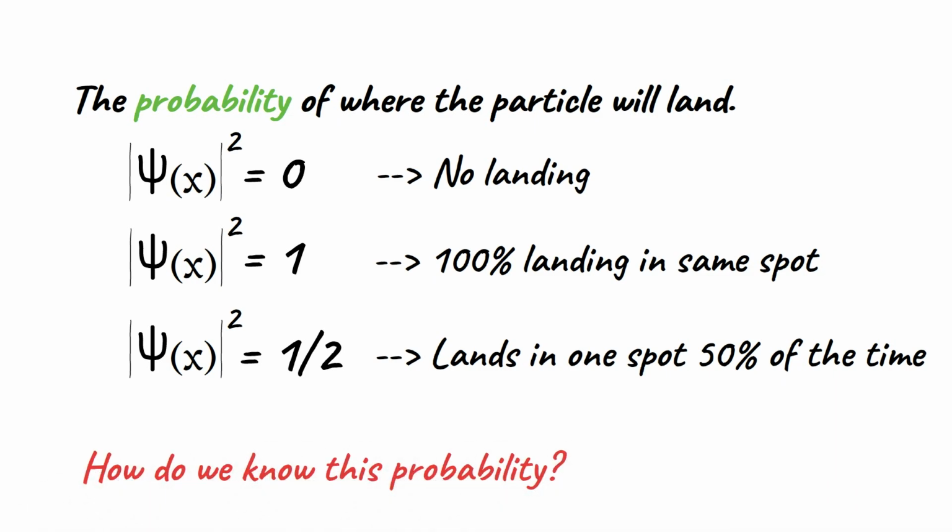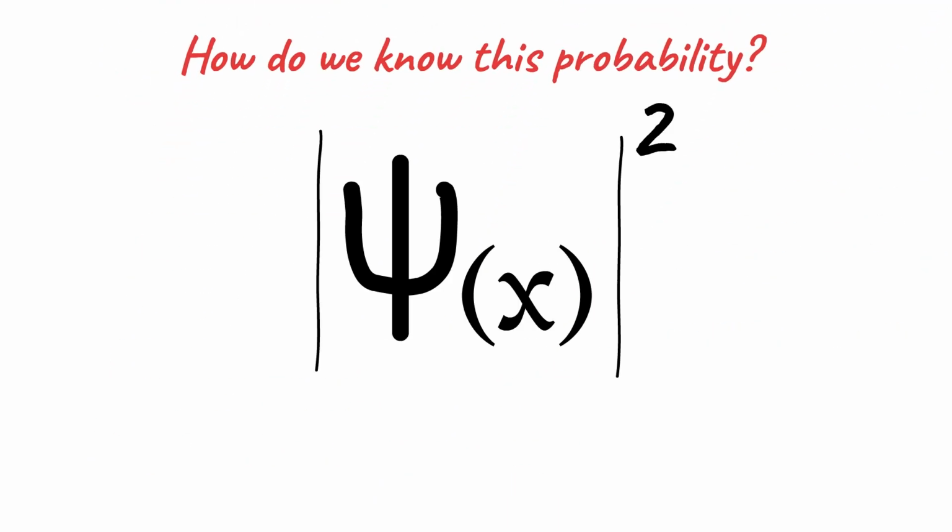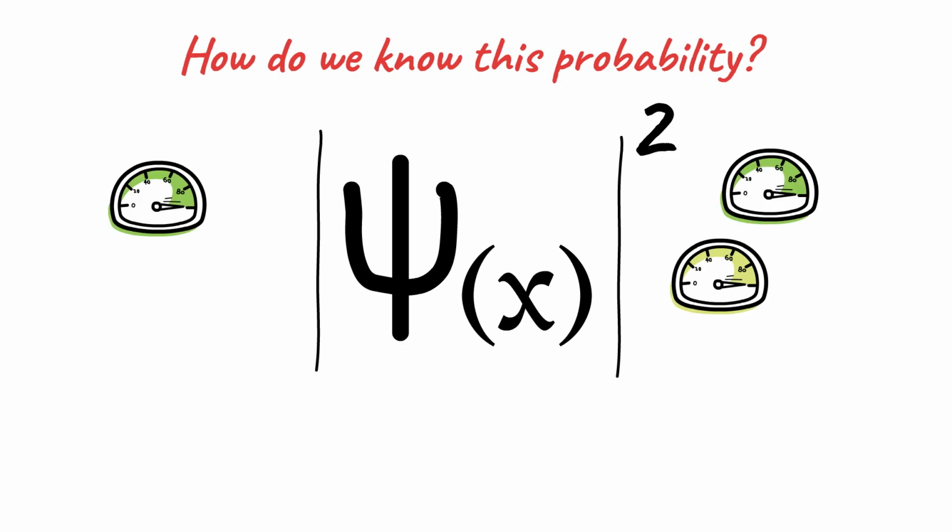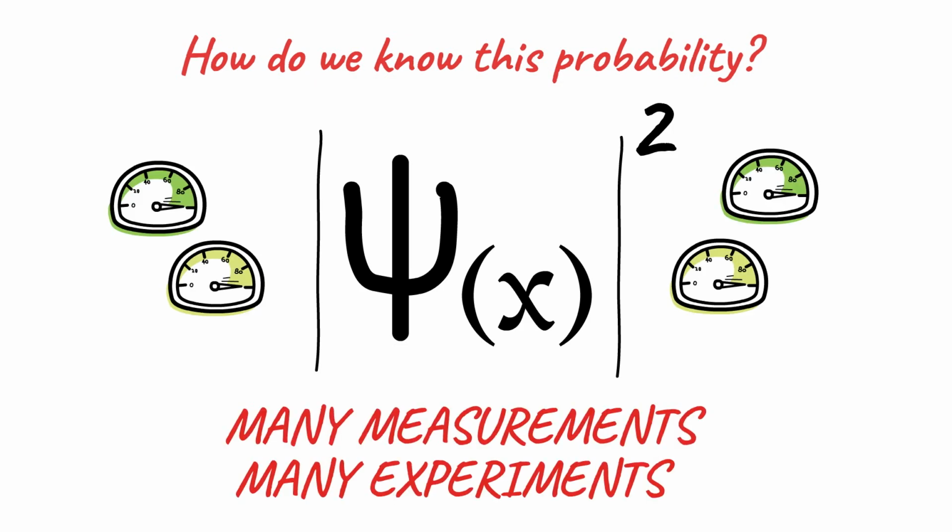Well, the wave function is a quantity that theoretically predicts the probability of an electron landing somewhere. The wave function is based on the geometry of the slits, the momentum carried by the particles, and the distance between the slits and the screen. We can verify the wave function's predictions by making many measurements, many experiments, and seeing how often particles will land in different spots on the screen. Note that when conducting an experiment, if we have one particle, we don't know where it will land.